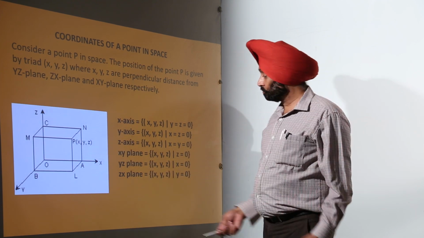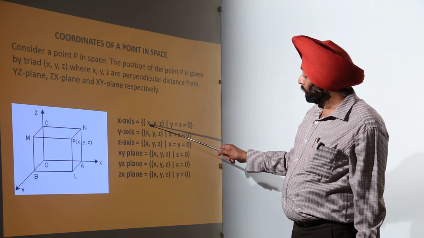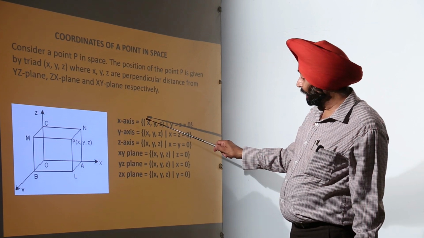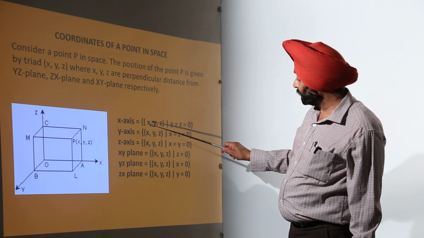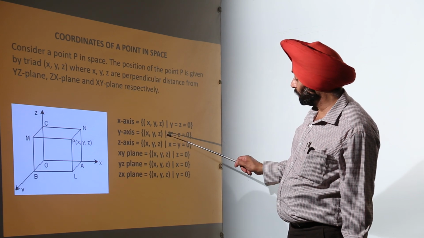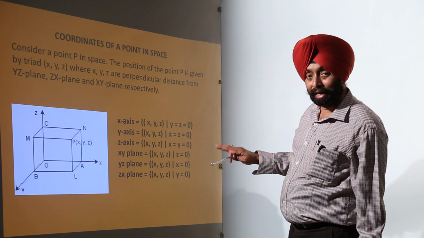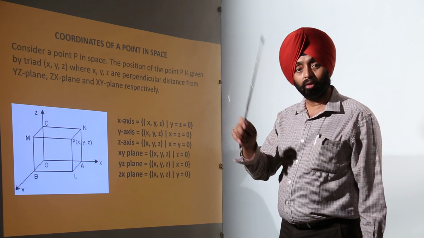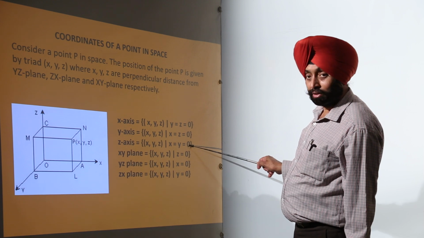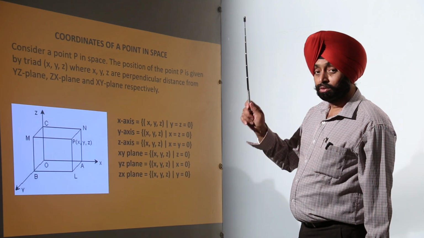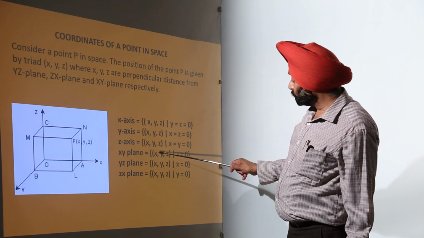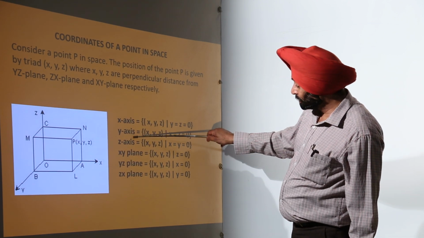Now by the figure, in the x-axis, y and z both are 0, and we have x, so we can write it as x, 0, 0. Similarly in the y-axis we have x and z as 0 and y as it is, so 0, y, 0. Then in the z-axis x and y are 0 and we have the value z, so 0, 0, z. Is it clear?